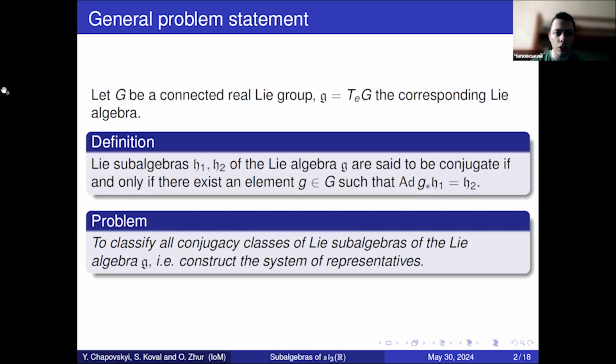Let us proceed with the general problem statement. Consider a connected real Lie group and the corresponding Lie algebra. It is said that Lie subalgebras H1 and H2 are conjugate if and only if there exists such an element of the Lie group that the corresponding adjoint operator maps H1 to H2. And our problem is to classify all conjugacy classes of Lie subalgebras of the Lie algebra G for the given Lie algebra.